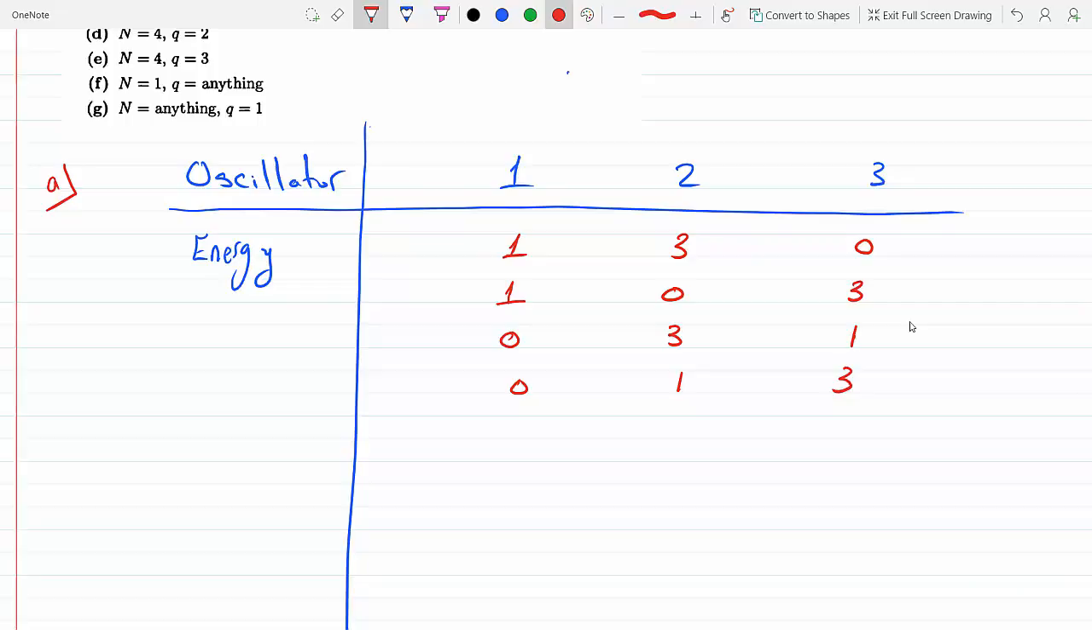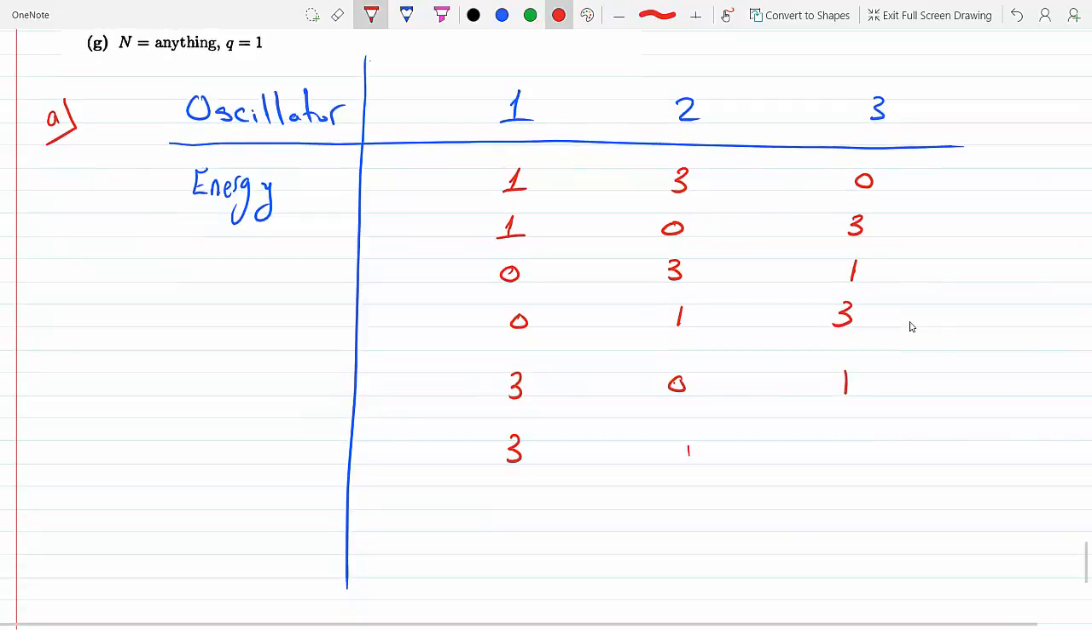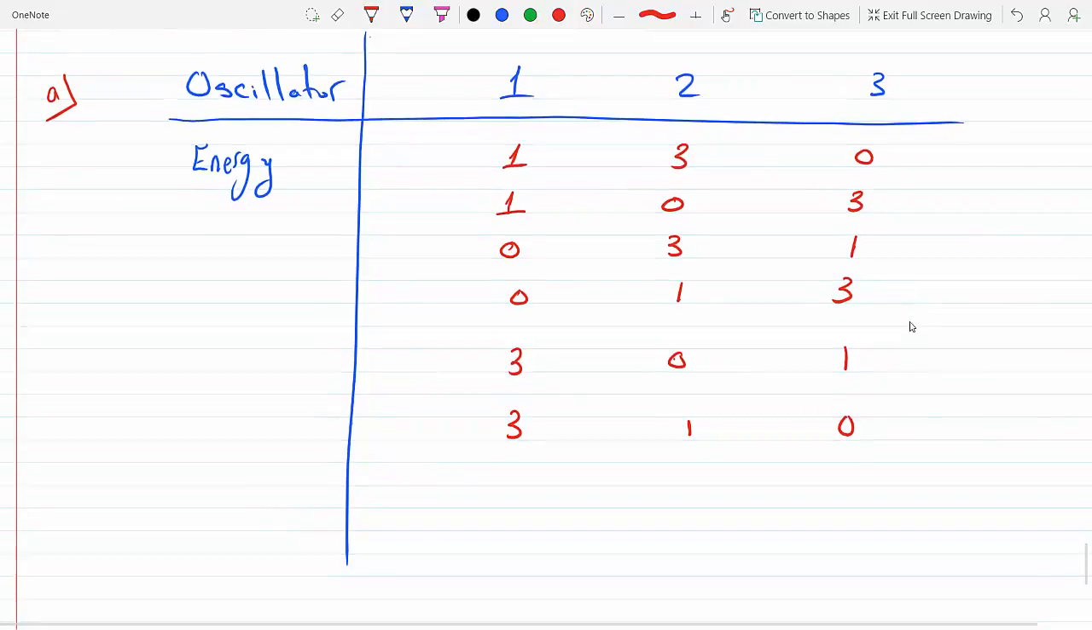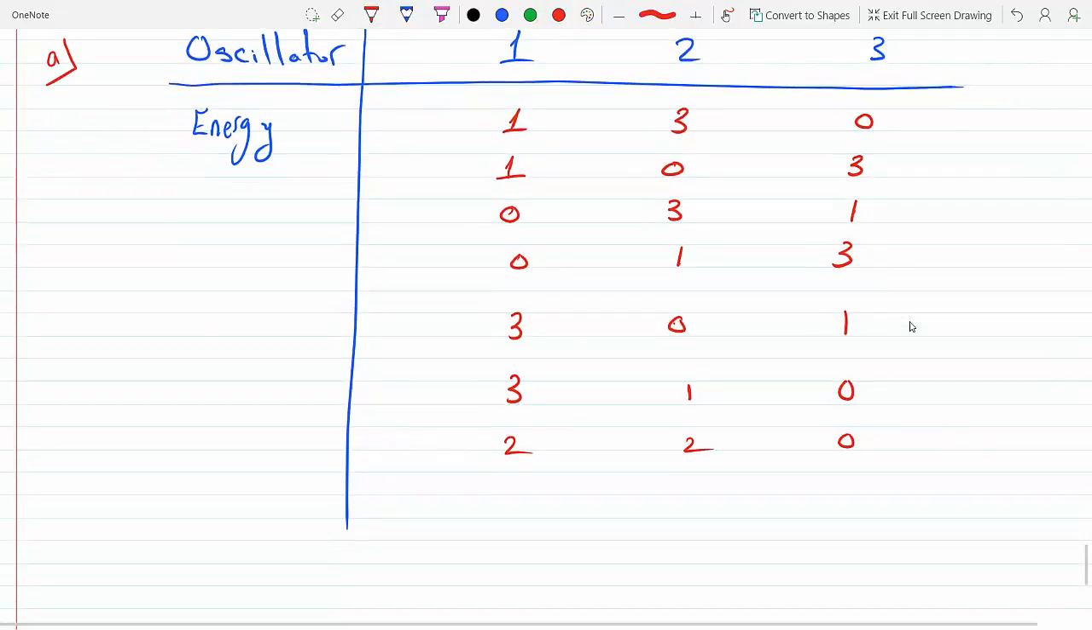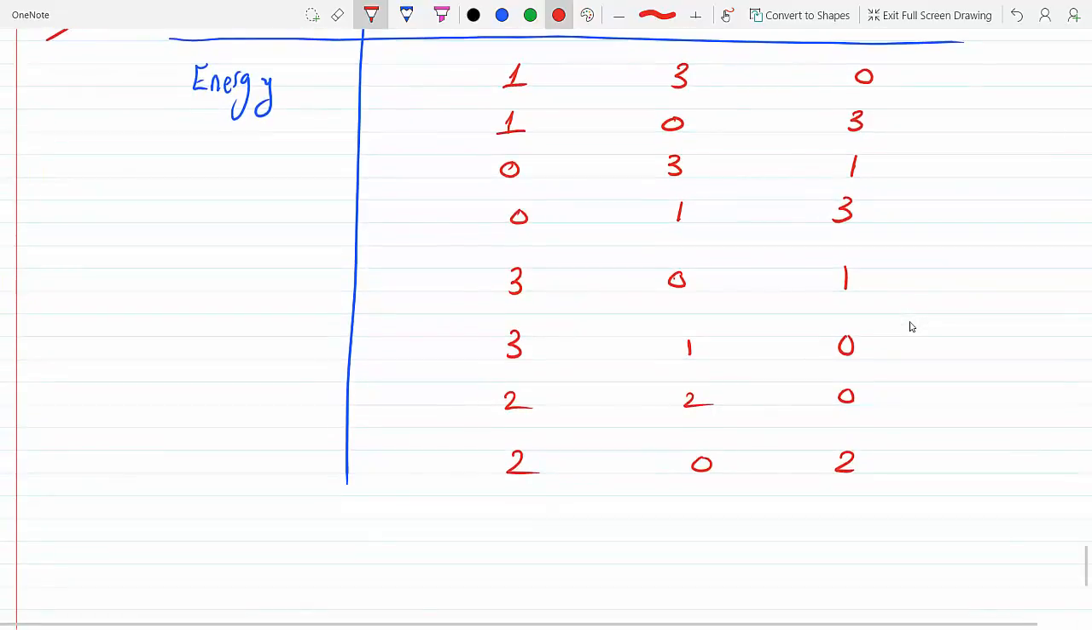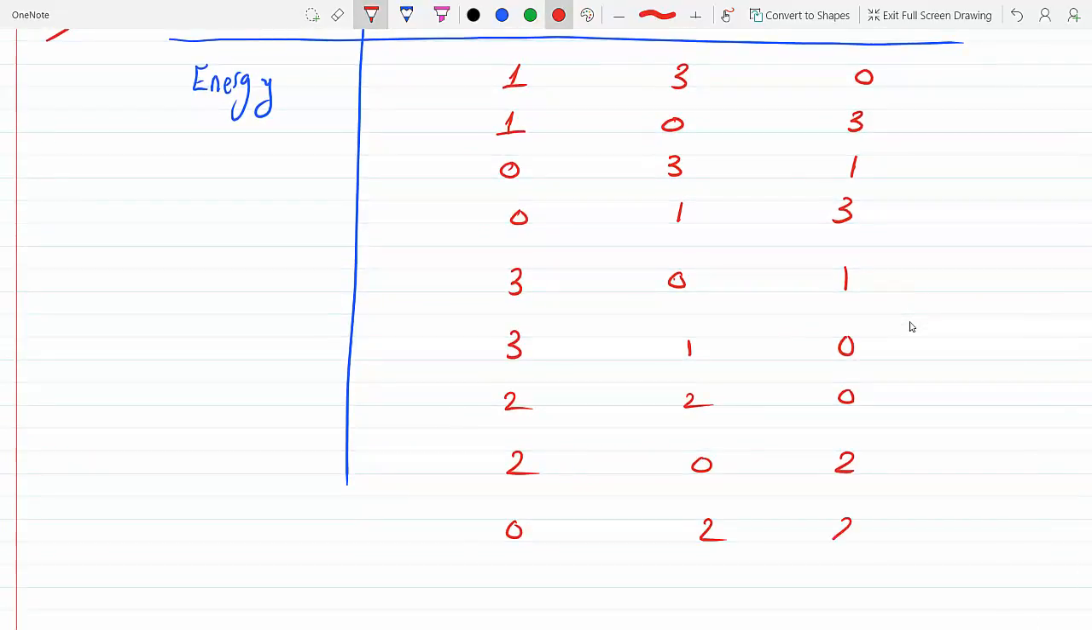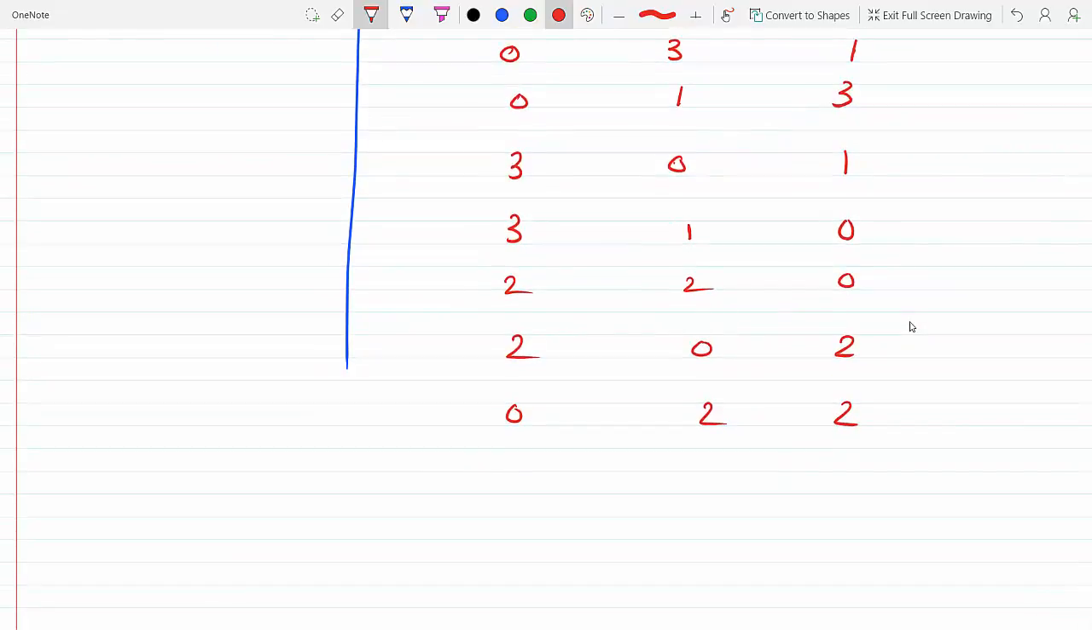And okay, so now we could get 3 on the first one, so now I'm gonna put the 3 on the first oscillator, right? I could have 0 here and 1 here, or I could have 3 here, 1 here, and 0 here, right? So now this is all the combinations of 3 and 1. Now I could move on to 2's, so I could have 2, 2, 0, right? Or I could switch the second 2, so I could have 2, 0, 2, or I could have 0, 2, 2, right?